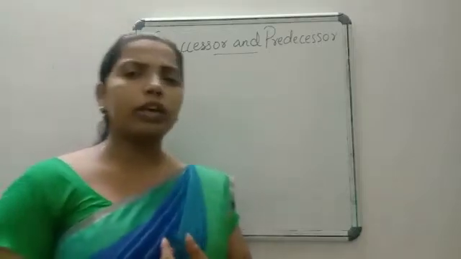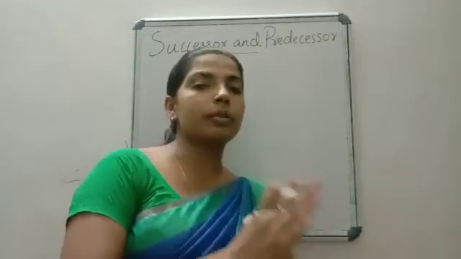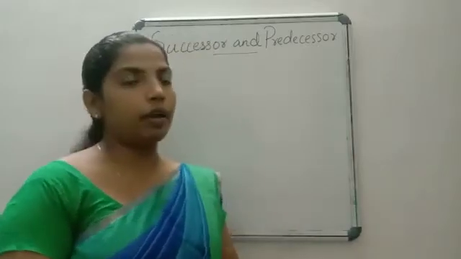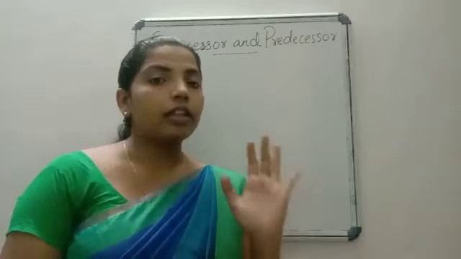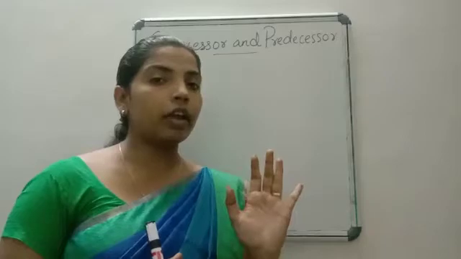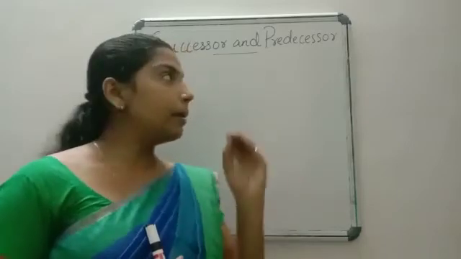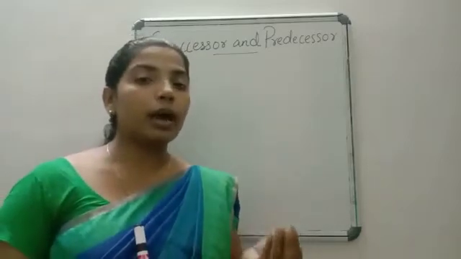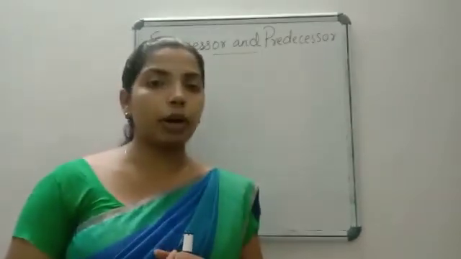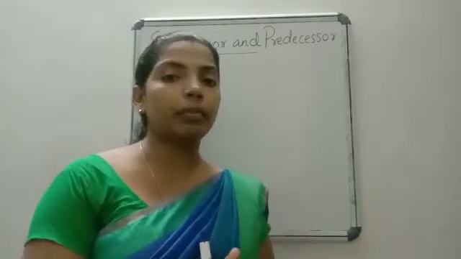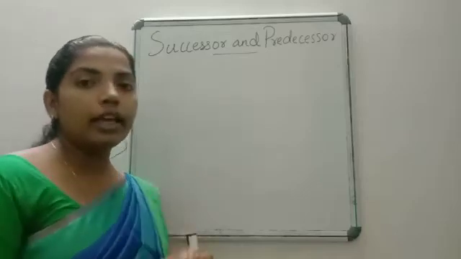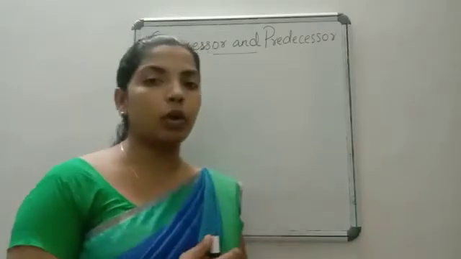Now can you say what is meant by predecessor? Just the opposite meaning of successor. The number which comes just before a given number. The same example, 5. Which is the number that comes just before 5? 4. So we can say that predecessor is a number that comes just before a given number. And in order to find the predecessor of a given number, we have to subtract 1 from the given number. So predecessor of a given number is the number which comes just before the given number.